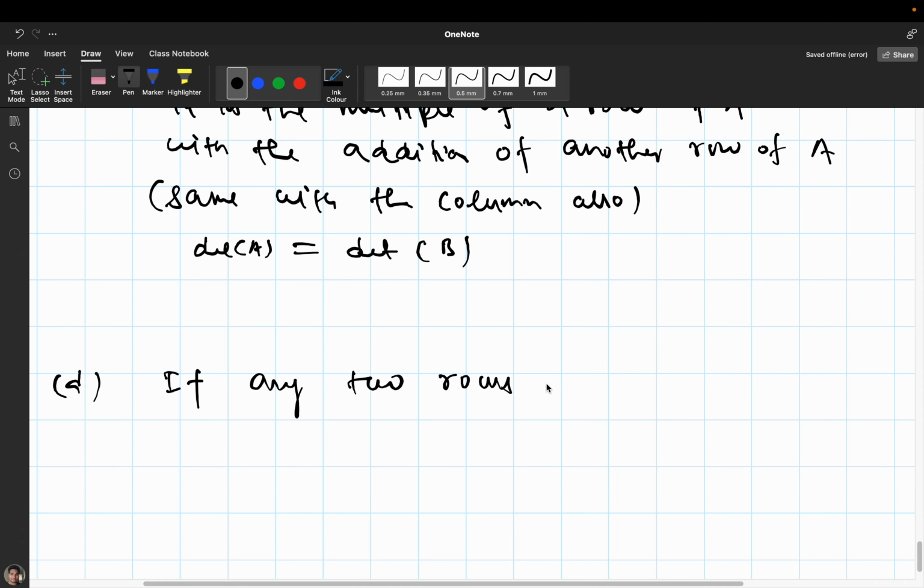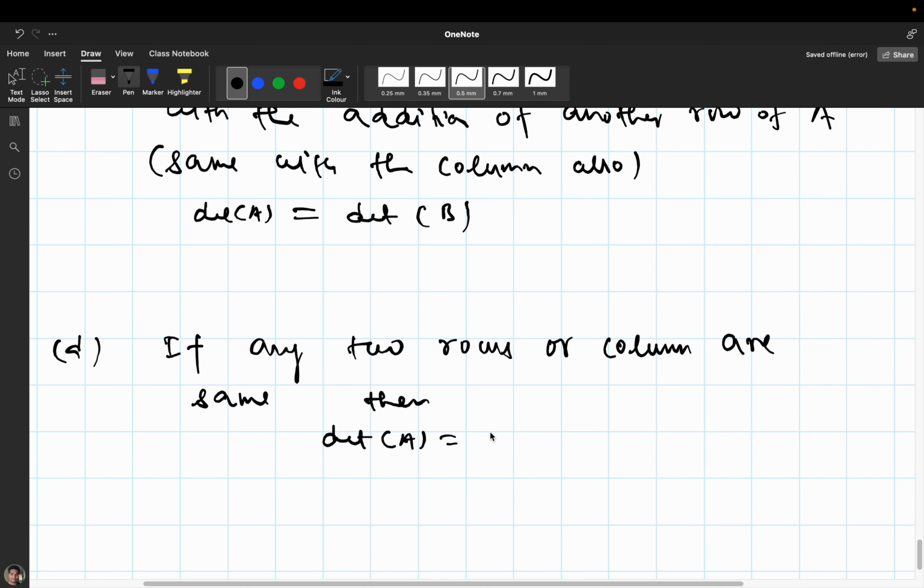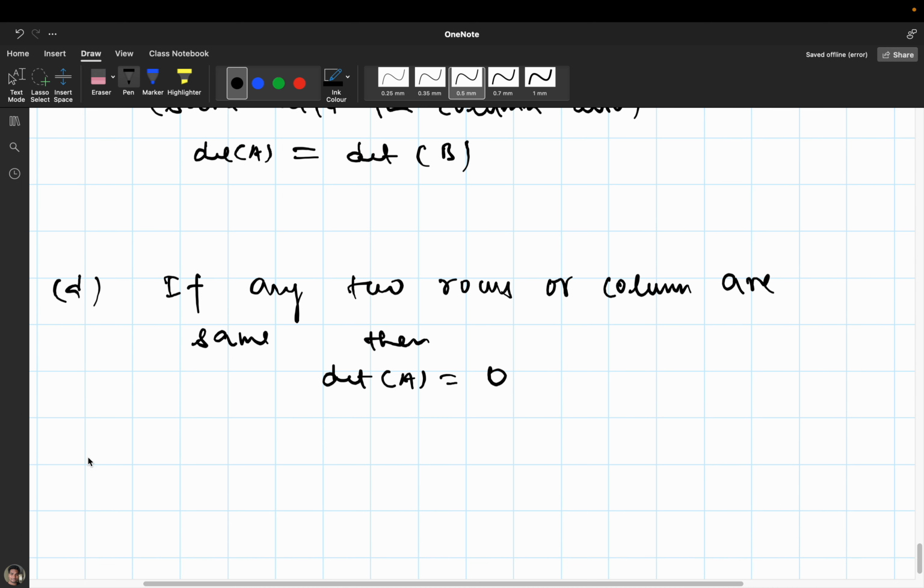Okay. The next property is if any two rows or columns are same, then what? Determinant of A will be 0. Zero.